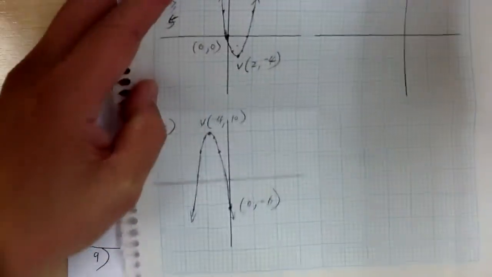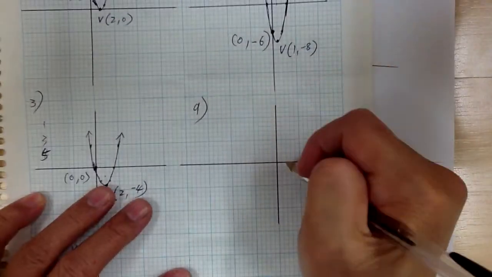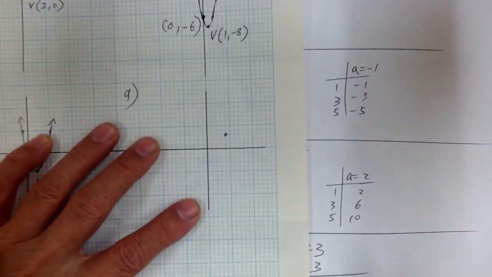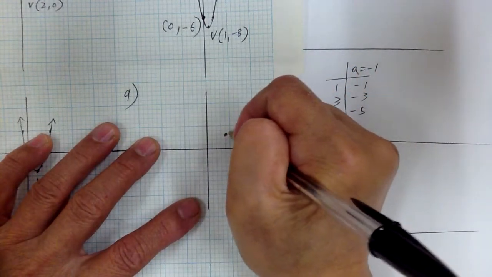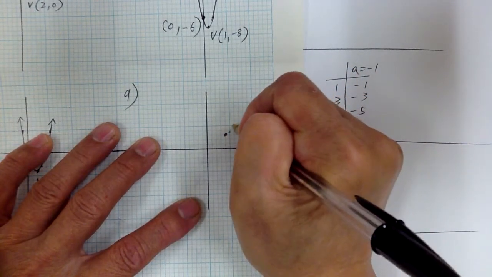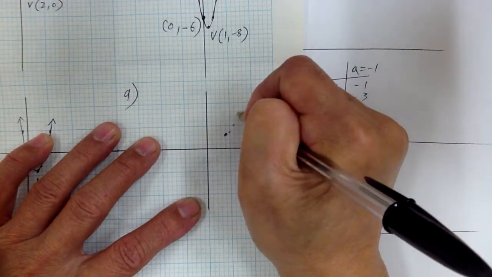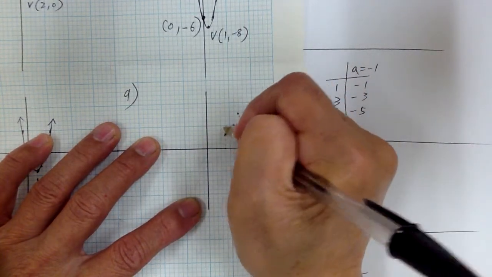So vertex is at 4, 3. Okay, and you have to go over 1/2, 3/2, and 5/2. So 1 over. Okay, next one is over here. Next one is 5 over 2. Okay, so those are your points.